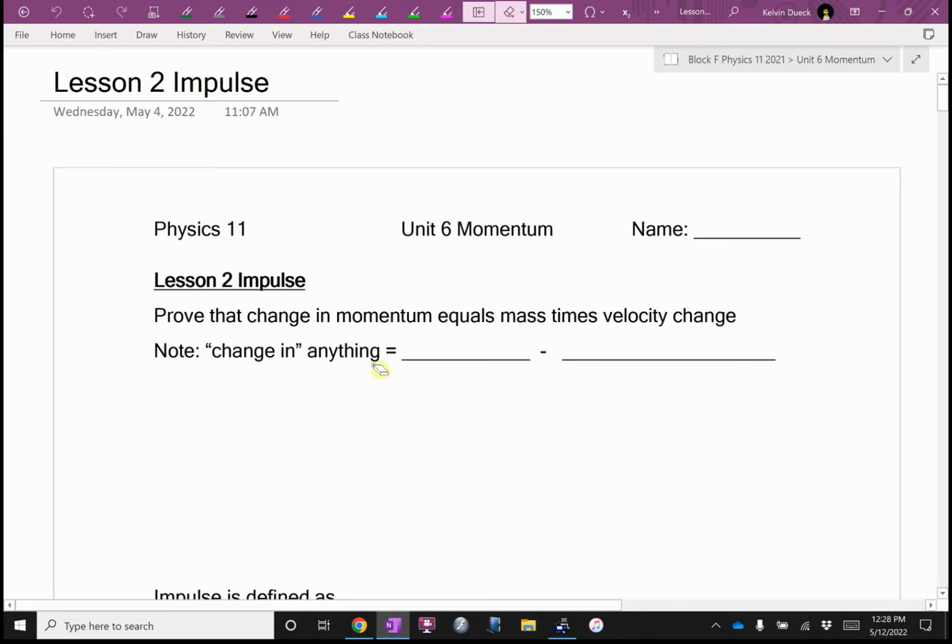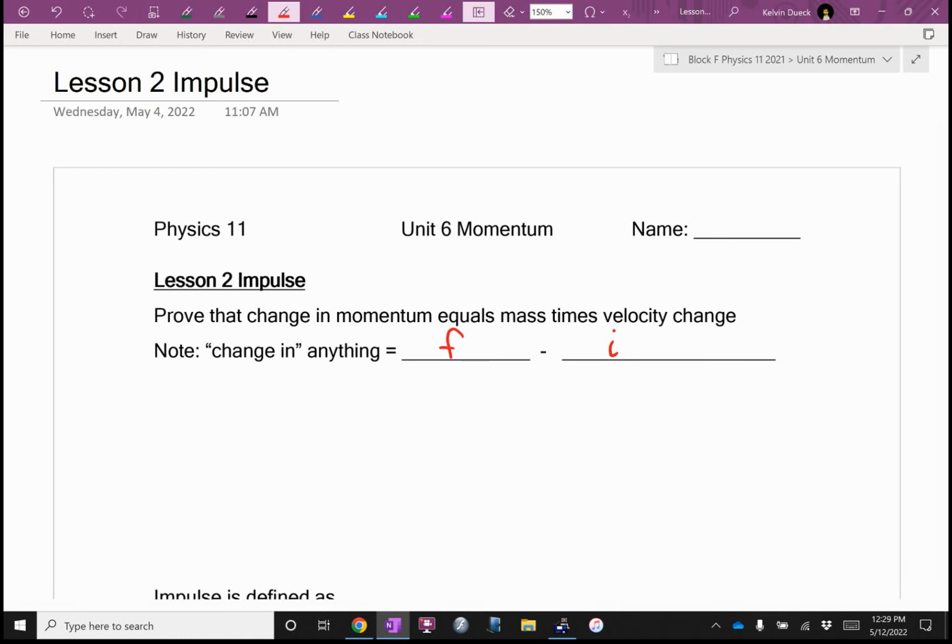Jonah, what's change in anything? Can I give you a hint? This is so important. It's the very first thing I put on your green sheet. Can you all see where that is on your green sheet? Change in anything is final minus initial. I'm going to abbreviate, if you don't mind. That's important also for next year.